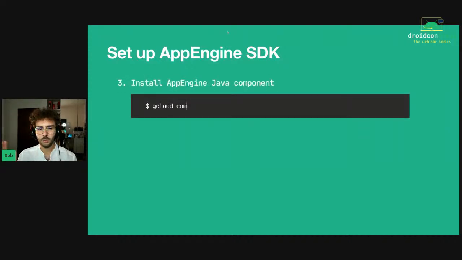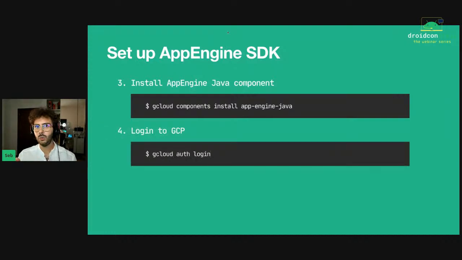Next up, going back to our console, you need to install the App Engine Java SDK component. Again, it's a simple command. You just run that. Next up, you log in with your Google account to GCP. That's so that the cloud SDK knows what projects you have and can push stuff. That's a fairly easy thing. It opens a page on the browser. You log in normally, allow access, and you're done.